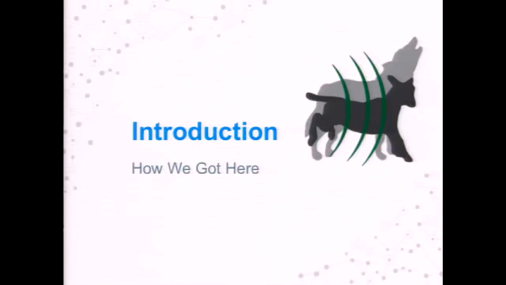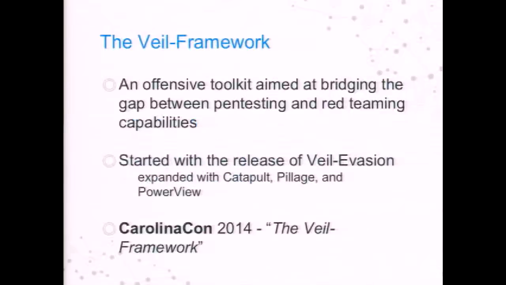Cool. So introduction, kind of how we got here for the Vail framework. Got our little logo there. The Vail framework started with a tool called Vail Evasion, which we wanted to have as a generic way to generate AV evading executables when we were on pen tests. It evolved into this offensive toolkit that started to aim to bridge the gap between pen testing and red teaming capabilities. It expanded from Vail Evasion.